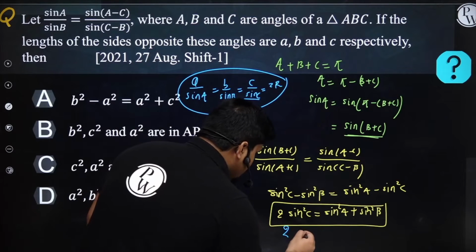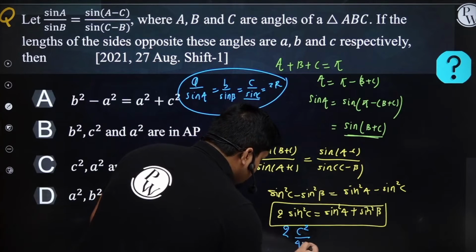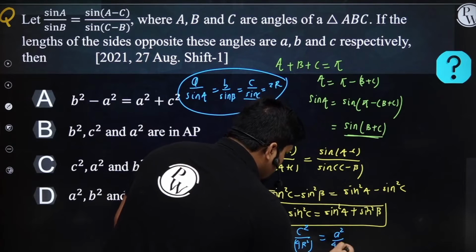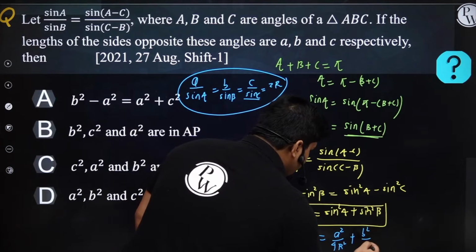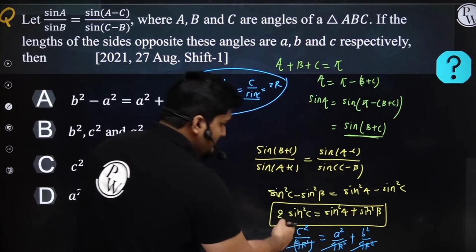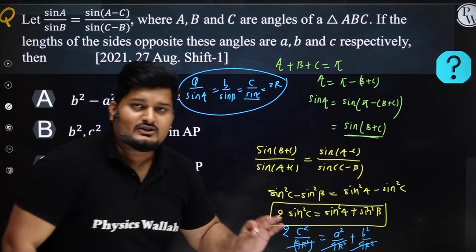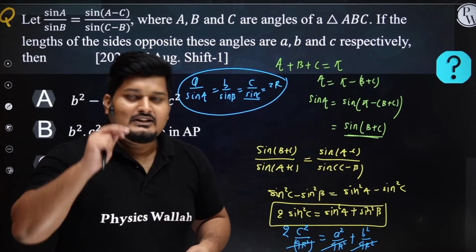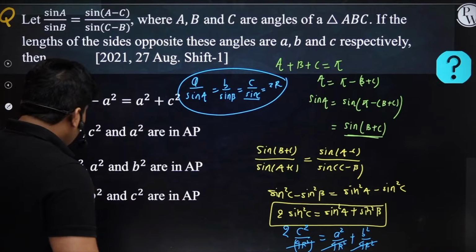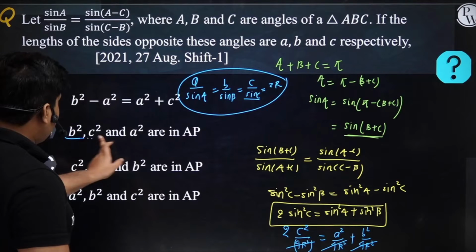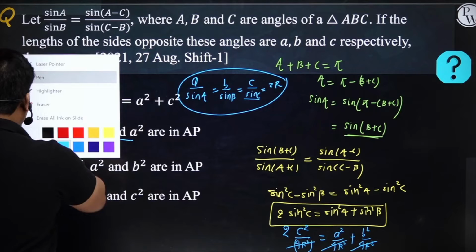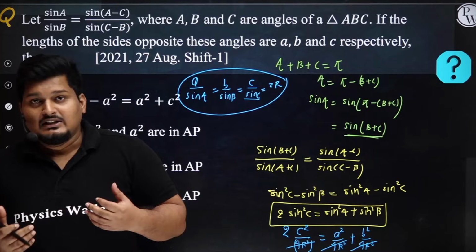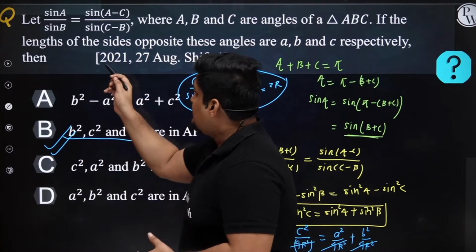If you replace it, this will be 2c square divided by 4R square is equal to a square divided by 4R square plus b square divided by 4R square. So 4R square can be cancelled out, and we see 2c square is equal to a square plus b square. What does it mean? That a square, c square, b square are in AP. So this second result will be correct: a square, c square and b square are in AP. Clear? They have asked this based on the sine rule, and this is a 2021 question.